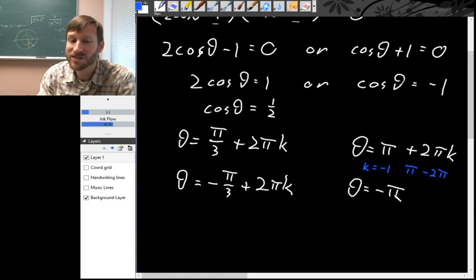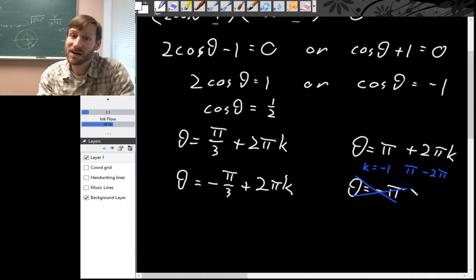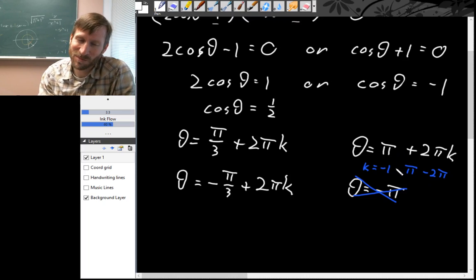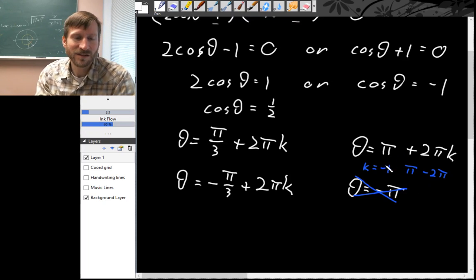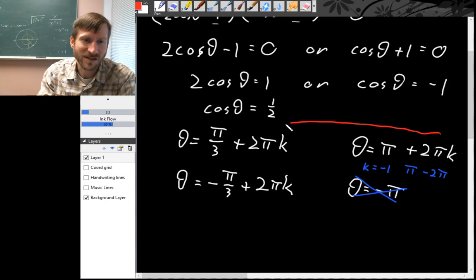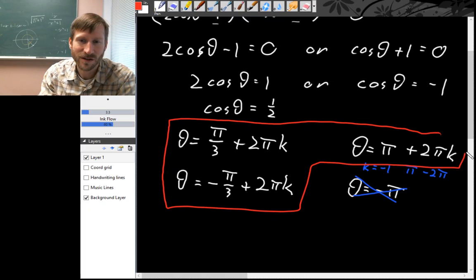So negative pi is already in our first list, and if we added 2 pi k, all of those would also already be in our first list. So actually, for this second equation, we don't need to write down the symmetric solutions. We already have the symmetric solutions in the first list, pretty much. So this gives us all of our solutions. It's these 3 collections of solutions.